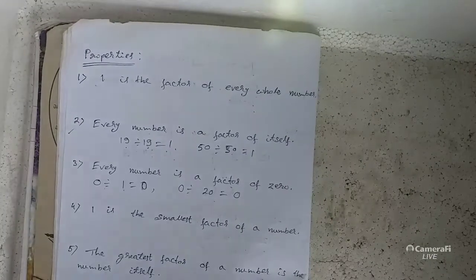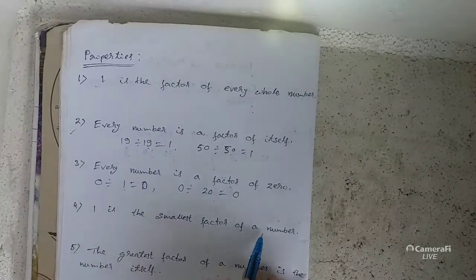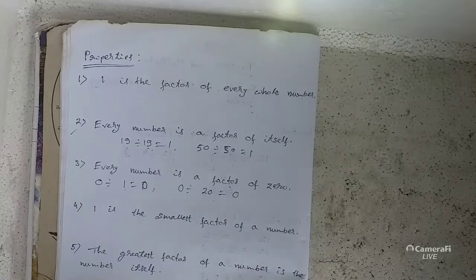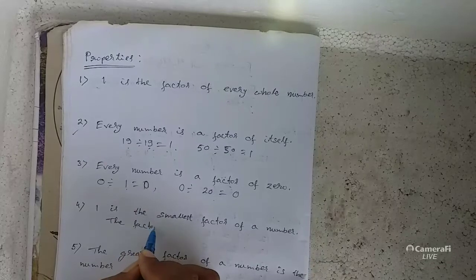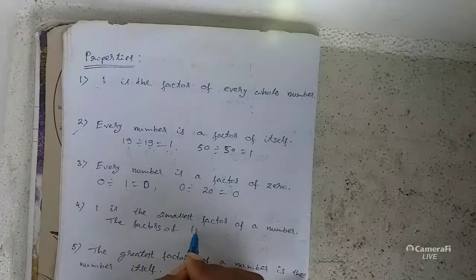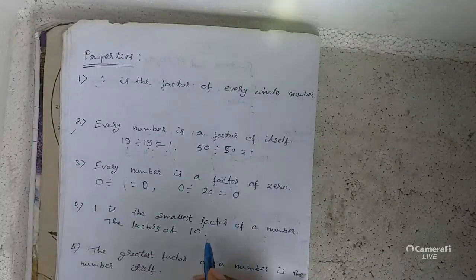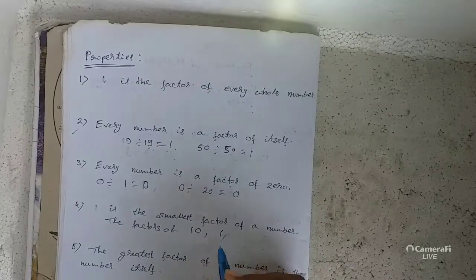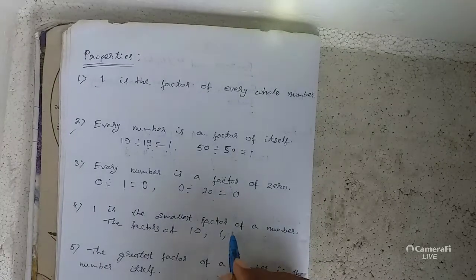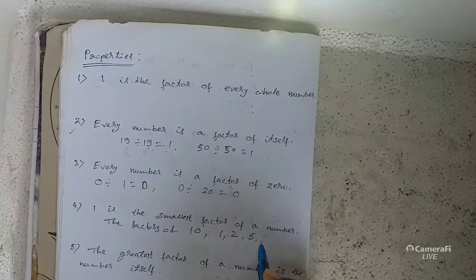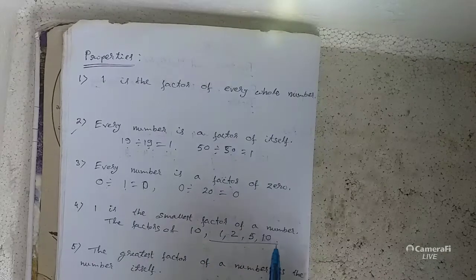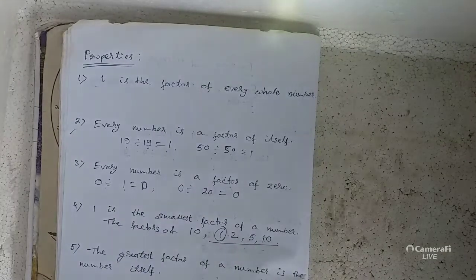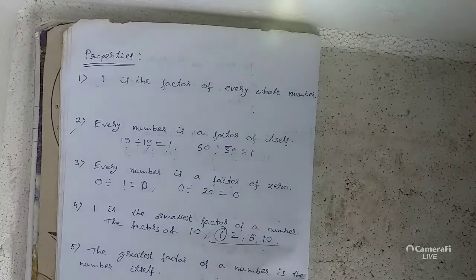Coming to property number 4, 1 is the smallest factor of a number. If we find the factors of any number, let us take the factors of 10. What are the factors of 10? 1 can divide 10, 2, 5 and 10. So among these factors 1 is the least. So always 1 will be the smallest factor of any number.